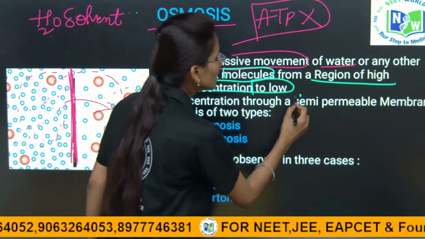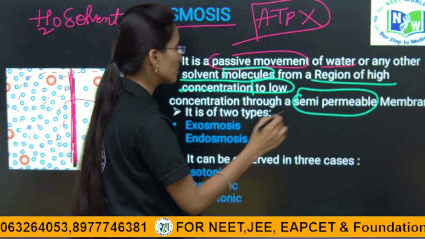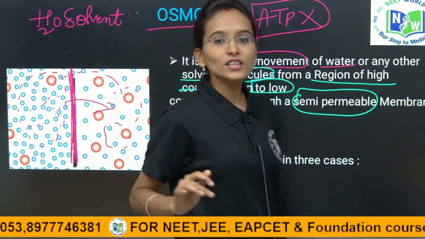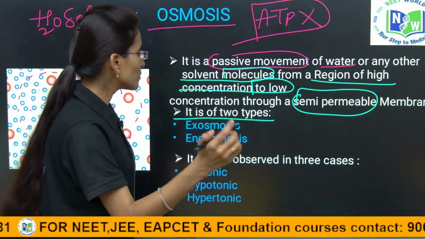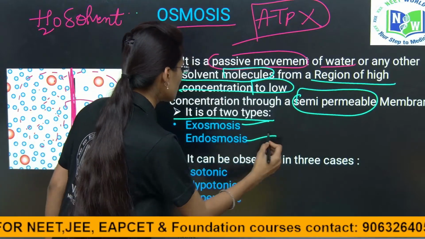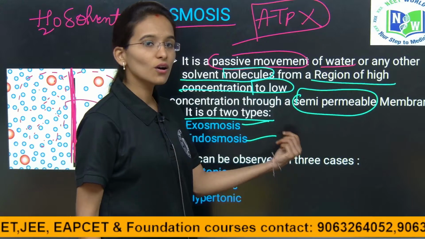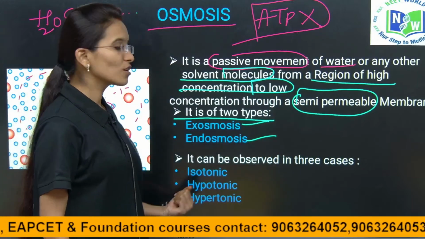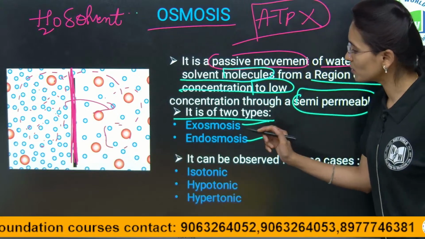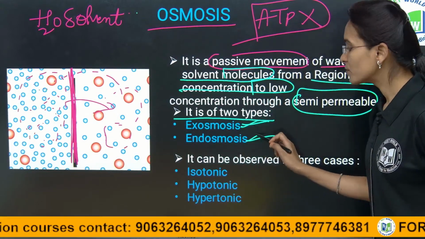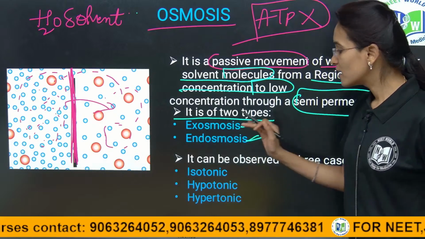Okay, by the involvement of semi-permeable membrane. Clear with the concept, clear with the definition of osmosis? Yes, and next, osmosis can be of two types. It may be either exosmosis or endosmosis. Clear with this concept up to here, whatever I have explained? Yes, osmosis is of two types, exosmosis and endosmosis.